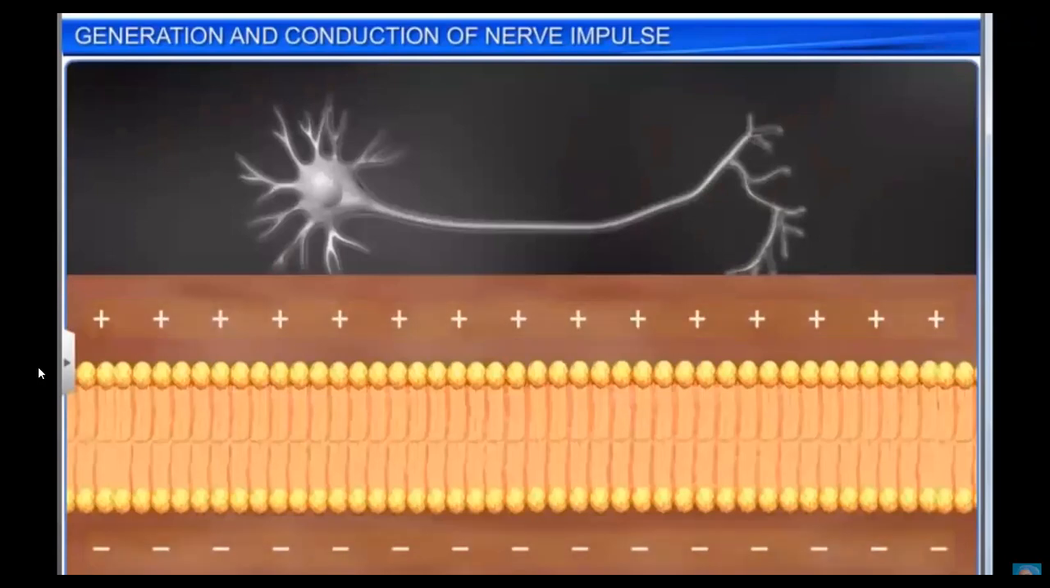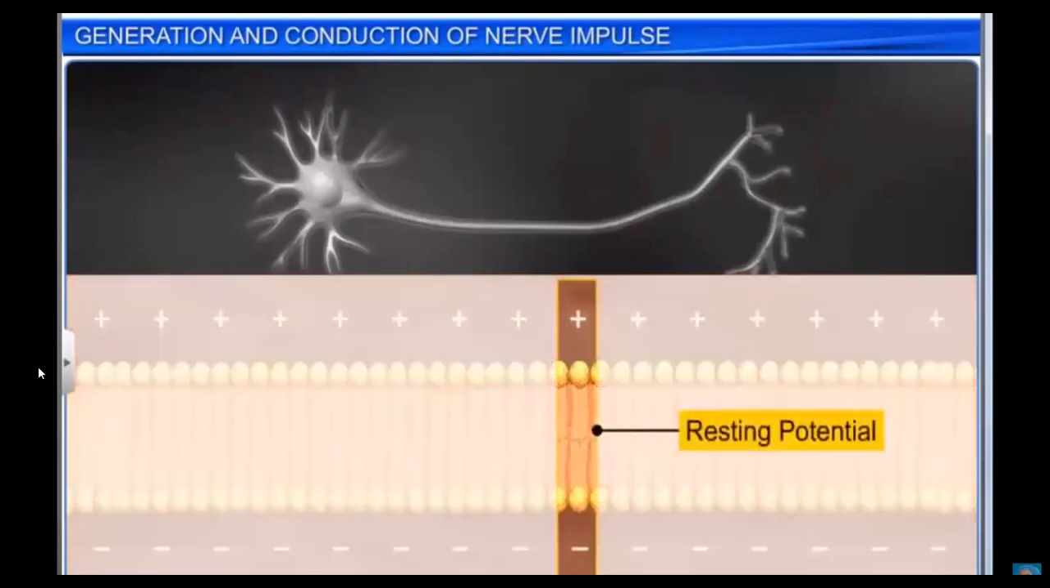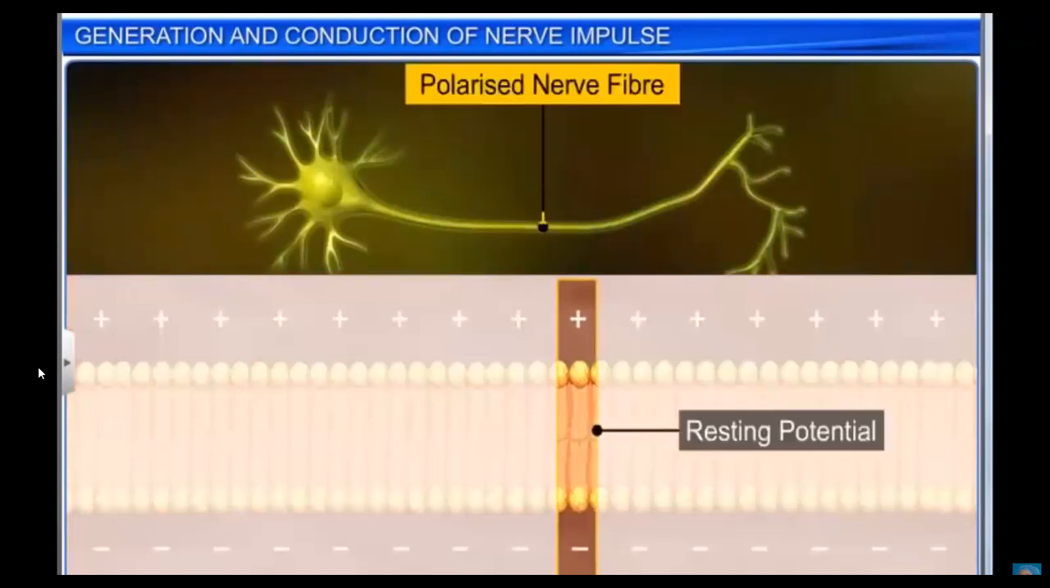This electrical potential difference across the membrane in an unexcited nerve fiber is called resting potential, and the neuron is called a polarized nerve fiber.